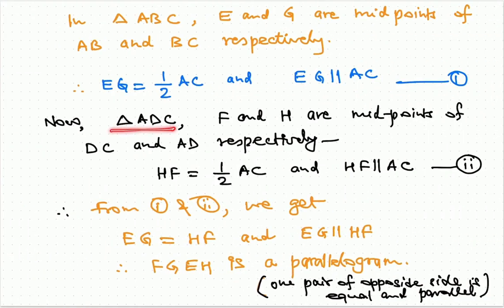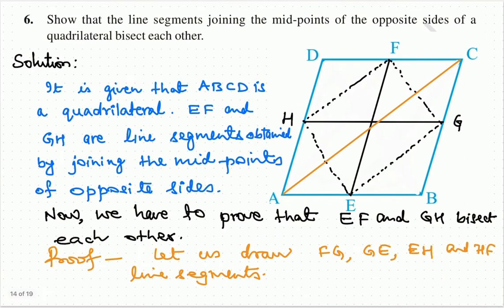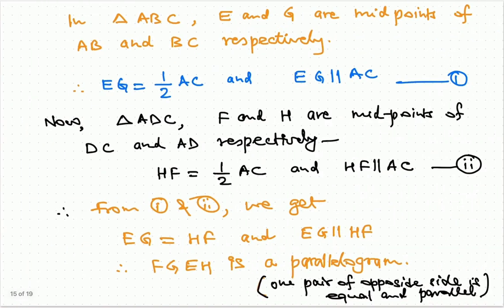Now we will take the triangle ADC. Since in this triangle H and F are the midpoints of AD and DC respectively, HF is parallel to AC, and therefore HF is half of AC as per the midpoint theorem. So we got that HF is equal to half AC and HF is parallel to AC.